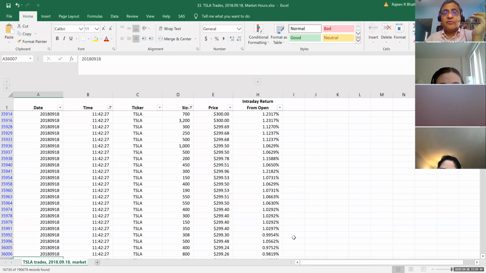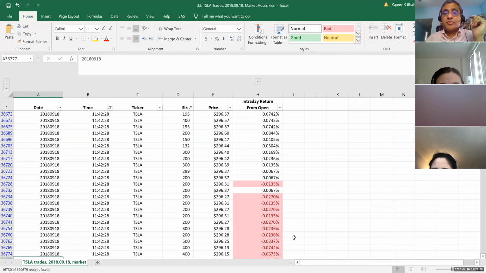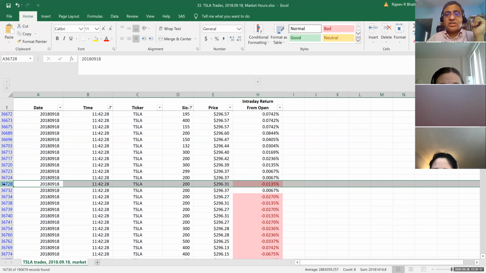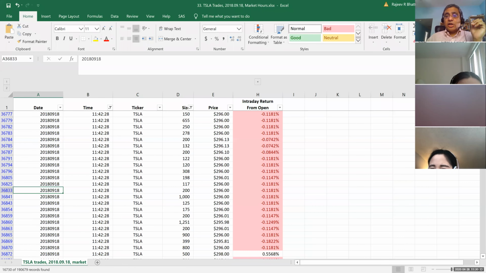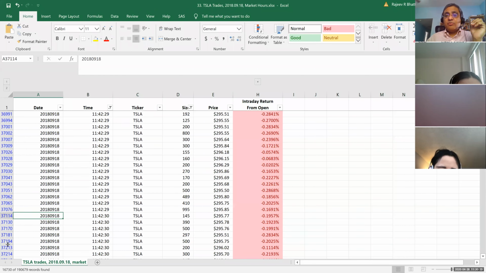So we go to 11:42, 27 seconds. Then it starts going down, and at 11:42.48 we see the first time the stock price goes below the open price. Earlier we'd seen some positive returns, but the prices are coming down. It's now negative 0.3%. Keep going down. Here it is negative 0.1181%. Keep going down.